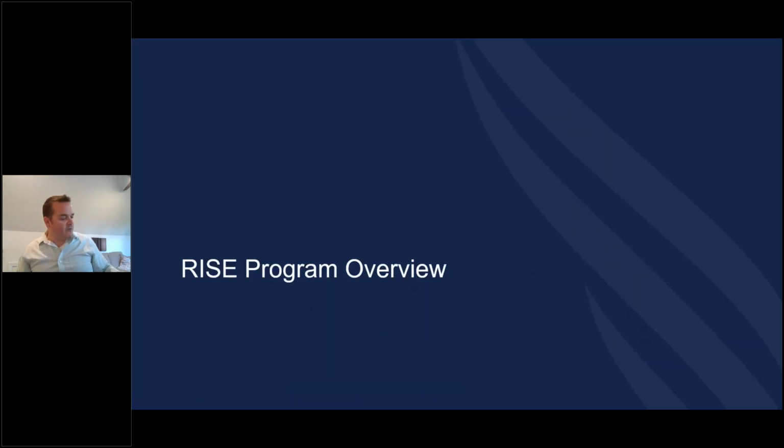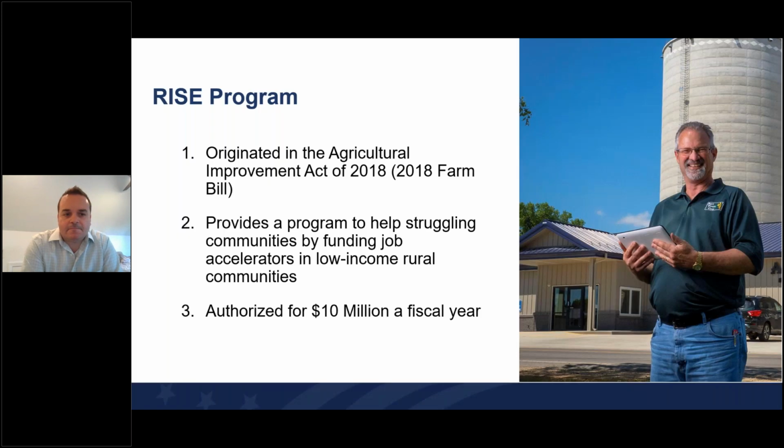So moving on to the RISE program overview. The RISE program, as I mentioned earlier, originated in the latest Farm Bill, the 2018 Farm Bill. The RISE program provides a grant program to help struggling communities by funding job accelerators in low-income rural communities. It's authorized for $10 million a fiscal year. For fiscal year 2021, we have $10 million available for the program.